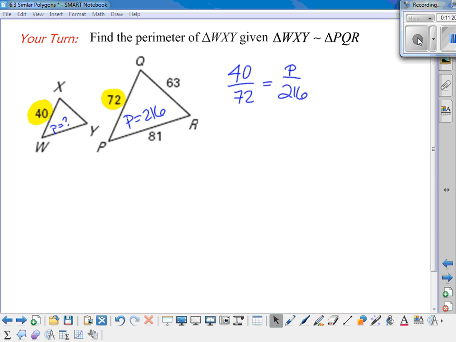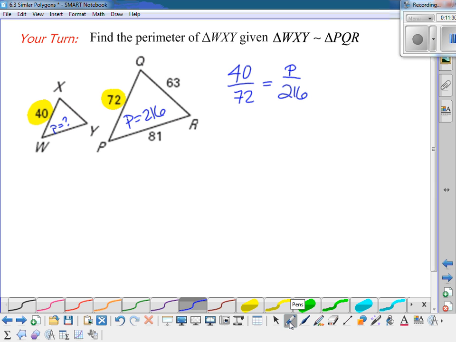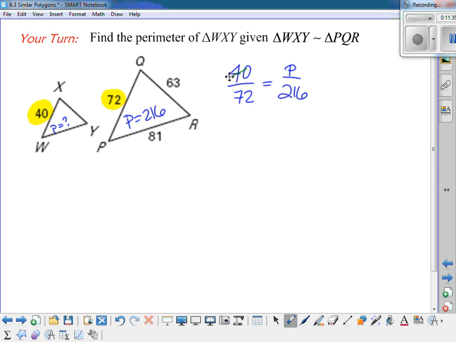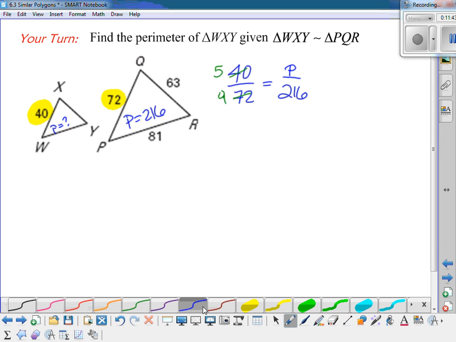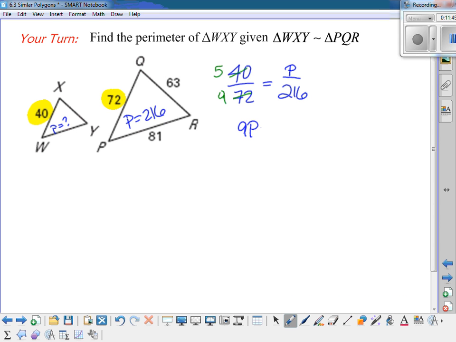Okay, so the proportion you should have set up is 40 over 72 is equal to P over 216. So I can reduce that before I cross multiply, because 8 goes into 40 5 times and into 72 9 times. Now if I cross multiply, I have 9p is equal to 1080. And so then if you divide both sides by 9, hopefully you got that the perimeter was 120 units.